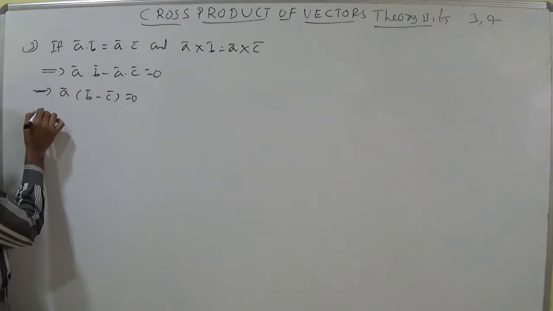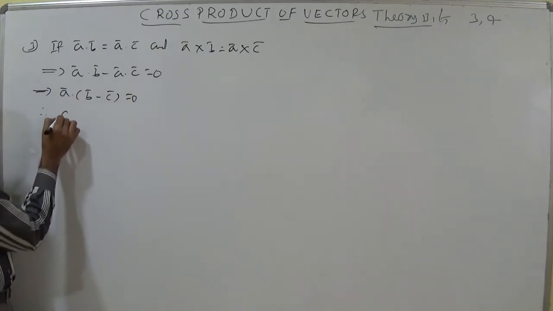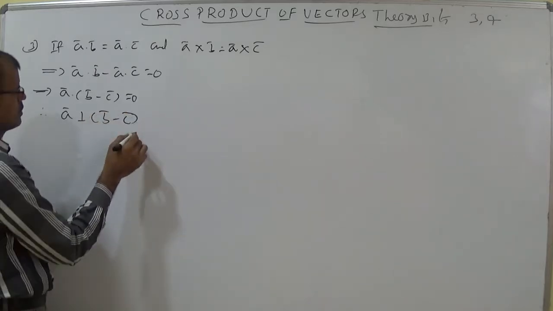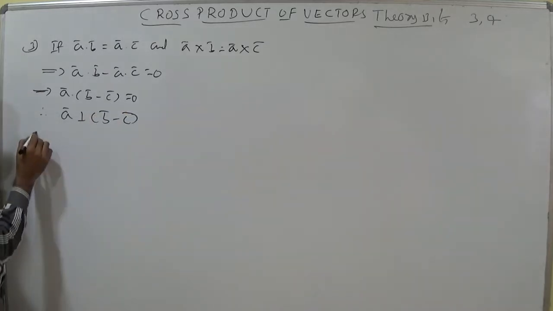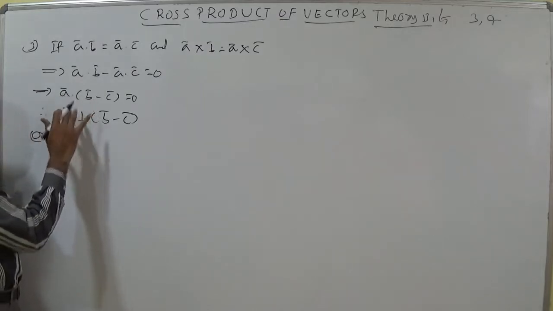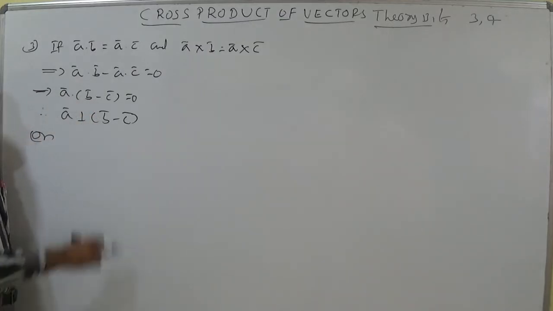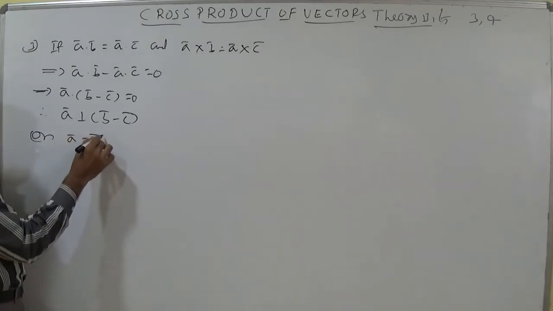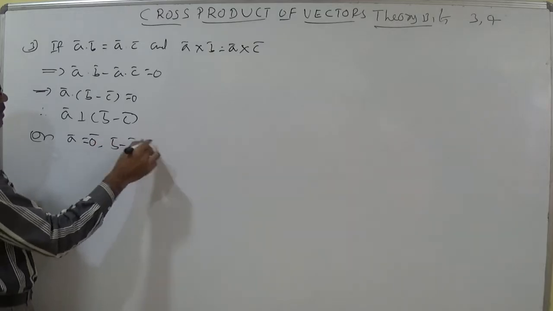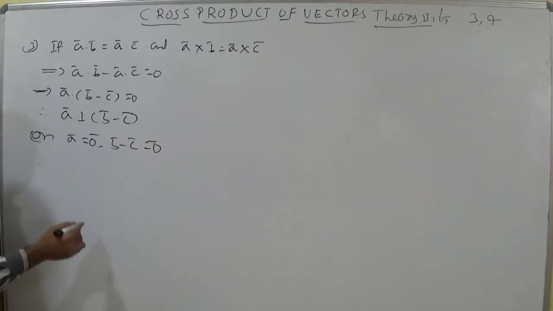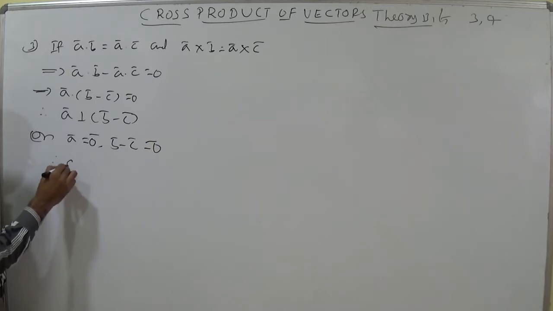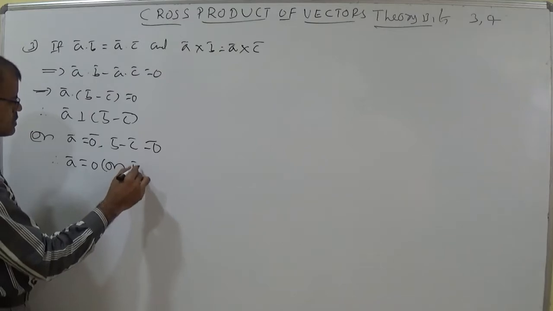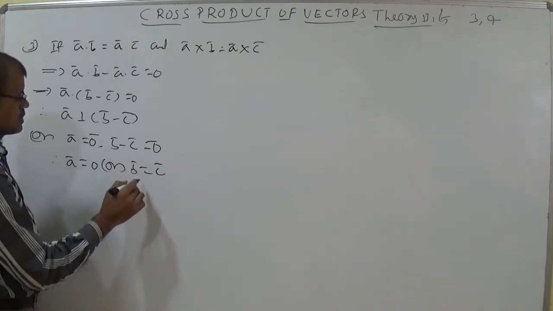So this dot product indicates a bar is perpendicular to b bar minus c bar. If the product of two numbers is 0, either this equals 0 or this equals 0. So a bar equal to 0, I mean null vector, or b bar minus c bar equal to 0, which is also a null vector. Therefore a bar equal to 0 or b bar is equal to c bar.